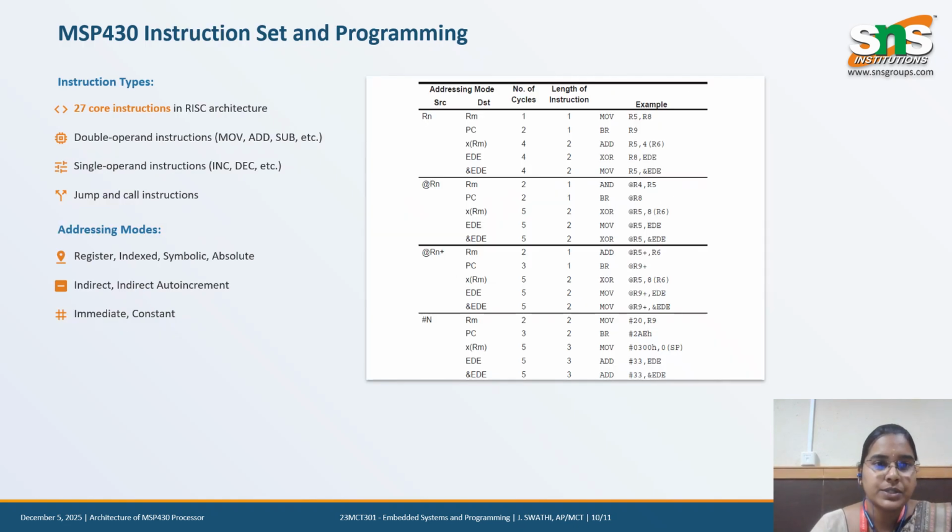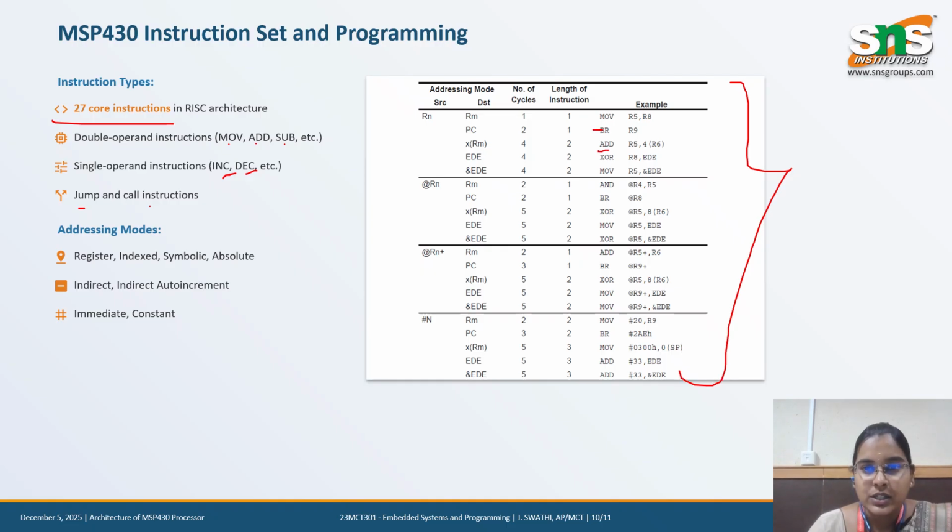And we have the instruction types. We have 27 core instructions in the RISC architecture, and double operand instructions like move, add, subtract, and single operand instructions are also available, like increment and decrement. Jump and call instructions can also be implemented. So you can see the sample instruction sets we have used in this MSP.